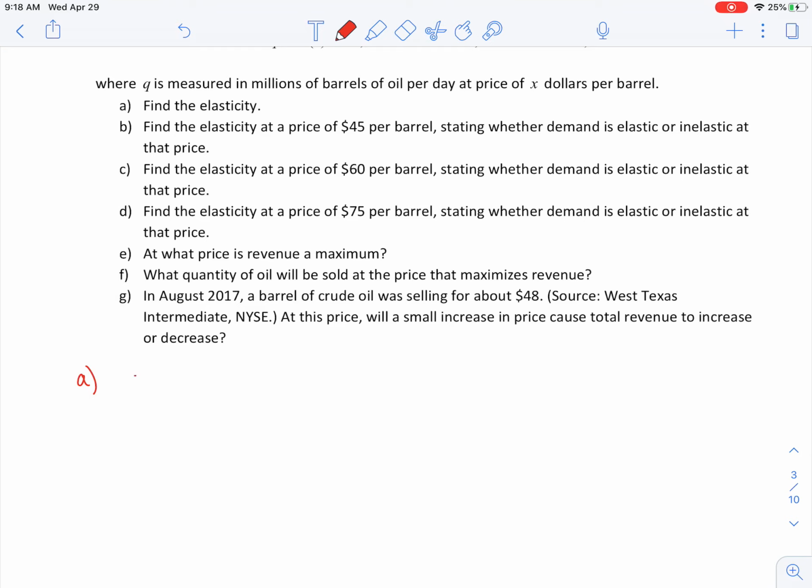Okay, so first, let's find elasticity. I'm doing A first.